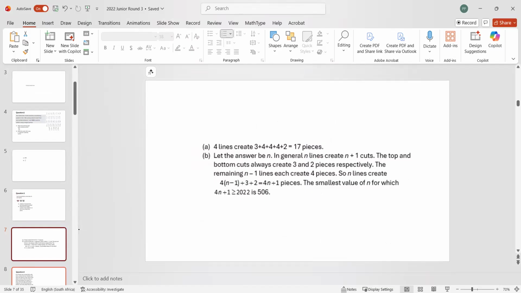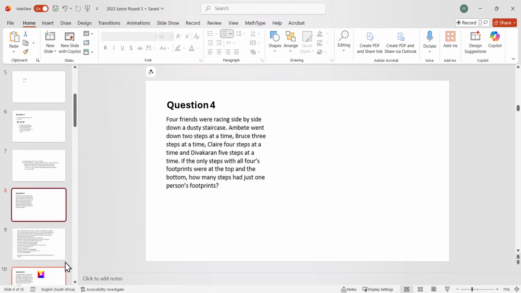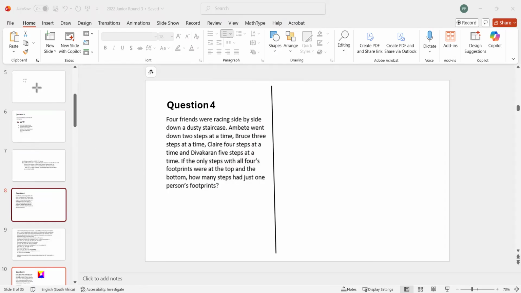So there you have it. The answer is 506, as you can see at the bottom. Okay, so let's get on to the next problem. I've got lots of space here, so we can create some space now. Now, what is this thing?